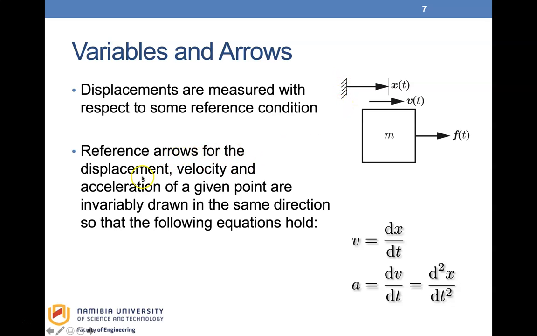Reference arrows for the displacement, velocity, and acceleration of a given point are invariably drawn in the same direction so that the following equations can hold. We don't indicate displacement in one direction and acceleration in a different direction. We indicate them in the same direction so that you can see that your velocity is the differential of the displacement and your acceleration is the differential of your velocity, which is the double differential of your displacement.